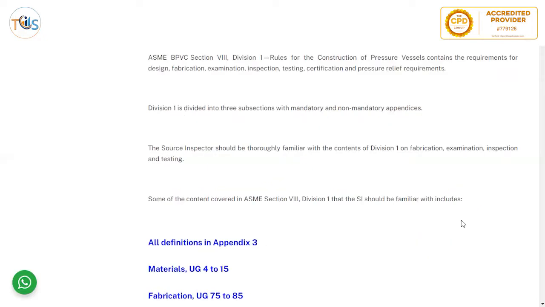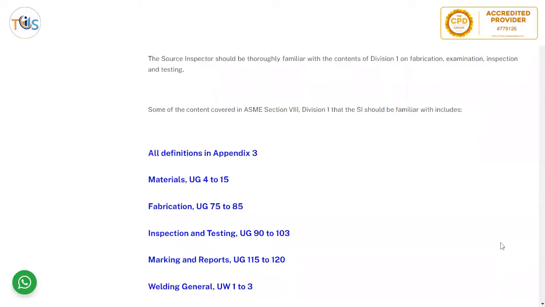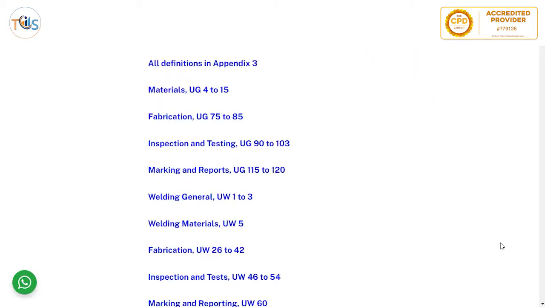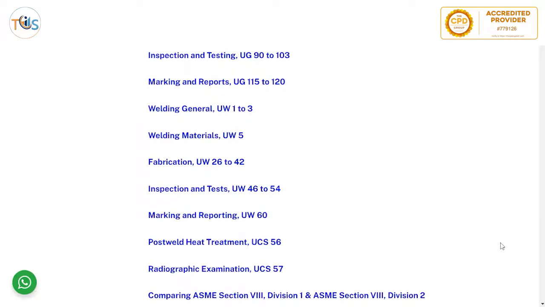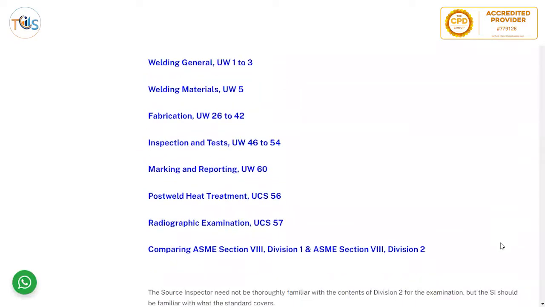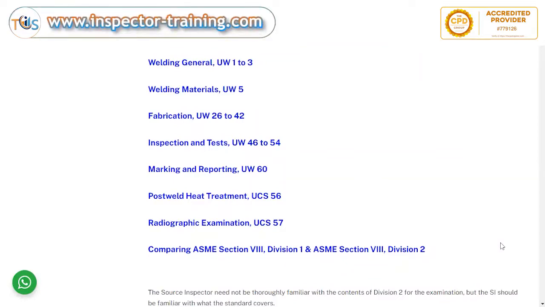The source inspector should be thoroughly familiar with the contents of Division 1 on fabrication, examination, inspection, and testing. Some of the content covered in ASME Section 8 Division 1 that the source inspector should be familiar with includes all definitions in Appendix 3, materials, UG 4 to 15, fabrication, general requirements 75 to 85, inspection and testing 90 to 103, marking and reports 115 to 120, and then welding requirements, welding materials, fabrication, inspection and test, marking and reporting, post-weld heat treatment, radiographic examination, comparing ASME Section 8 Division 1 with ASME Section 8 Division 2.